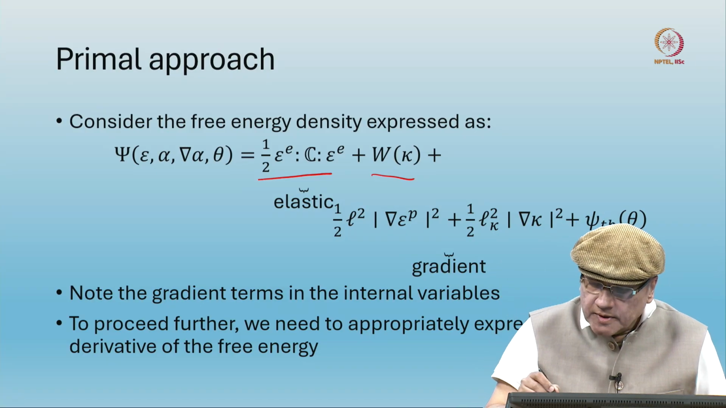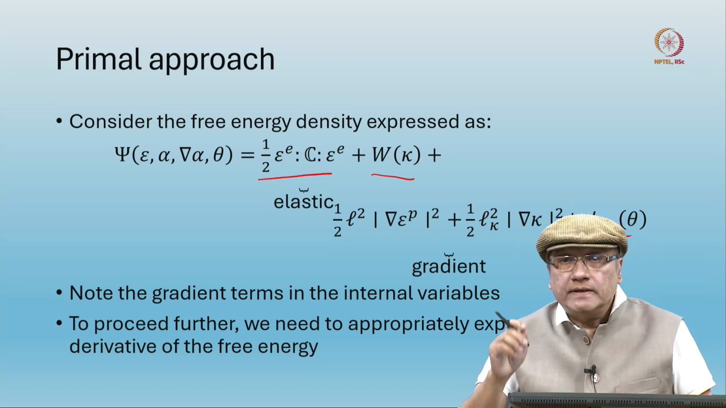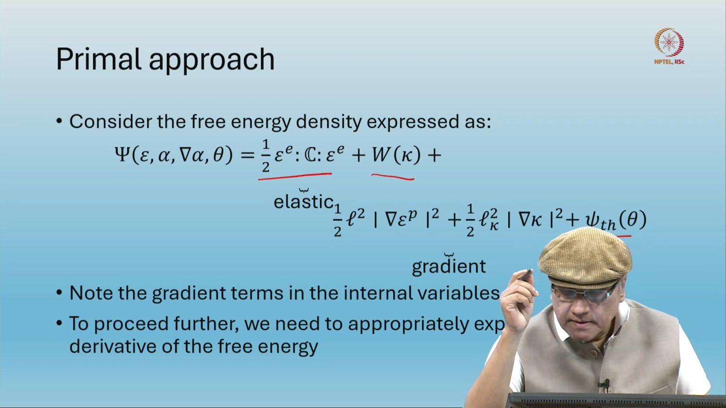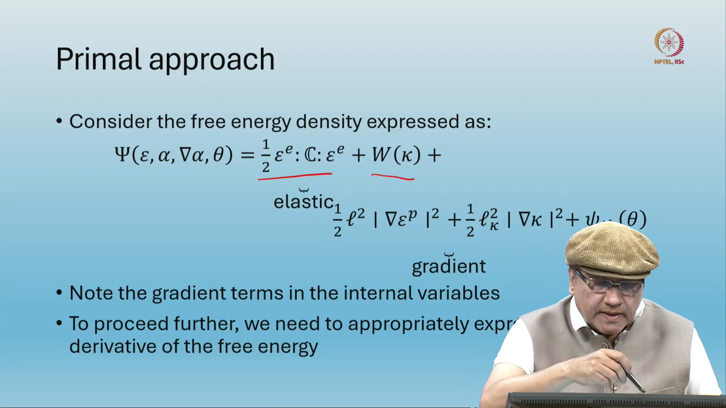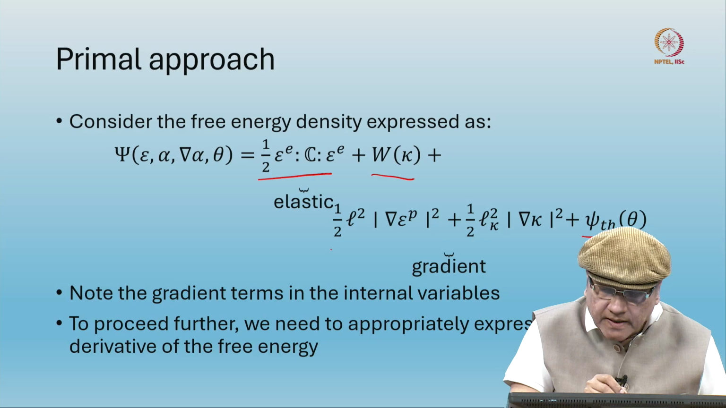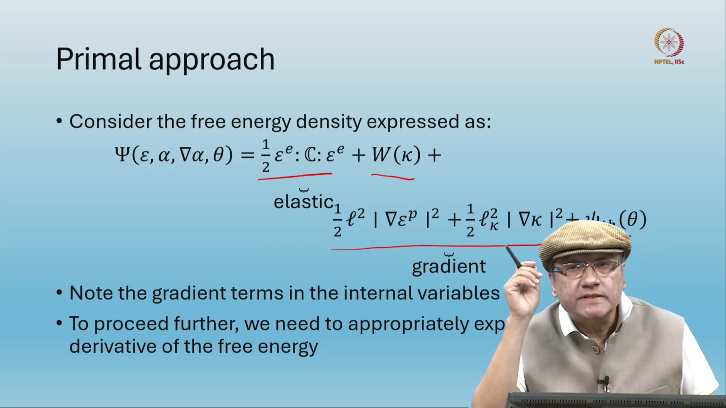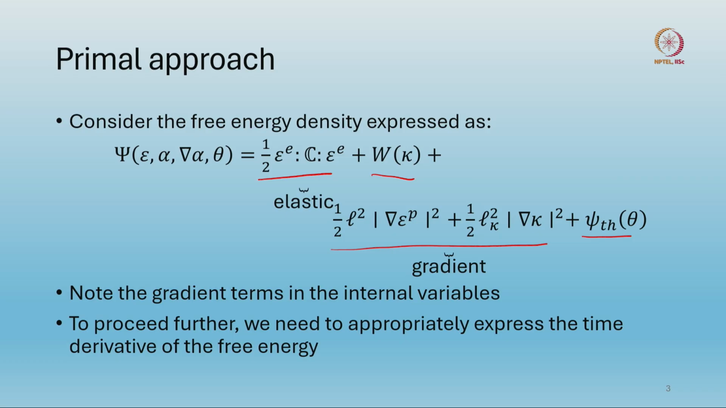Then we have the thermal part, which is here, and as you can see the thermal part is a function of theta. No other parts are functions of theta, but the other parts which are of interest specifically in strain gradient plasticity are the parts which involve gradient terms in the internal variables. What are the internal variables alpha here? Recall it is epsilon p and kappa. These are the gradient terms. This is one, this is the other. The first one is for epsilon p with a length scale L associated with it.